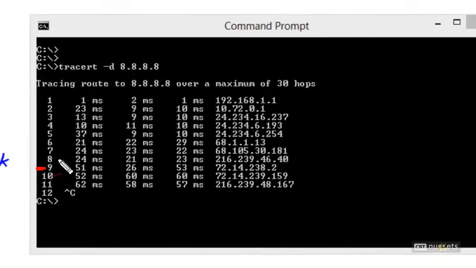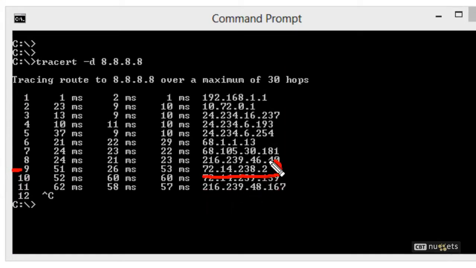Let's go ahead and take number 9 in this trace. So number 9 says 72.14.238.2. Now that represents, on the public routable internet, some IP address that's associated with a router on the internet. In fact, that router happens to be in the path between my computer and the destination of 8.8.8.8.